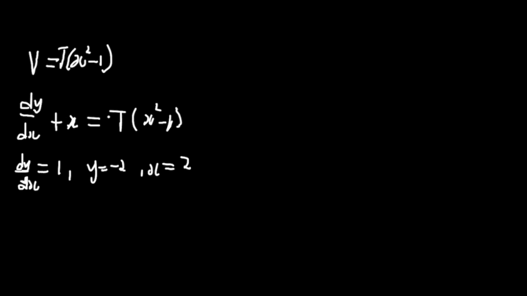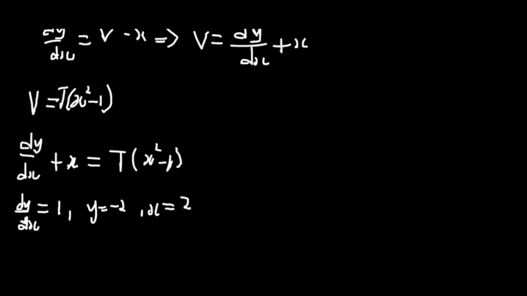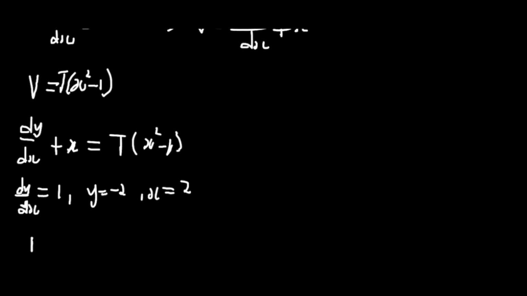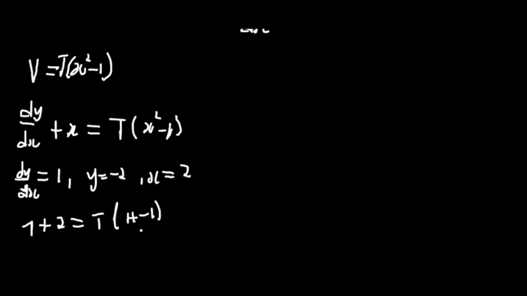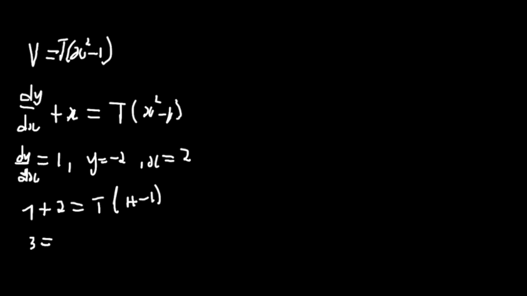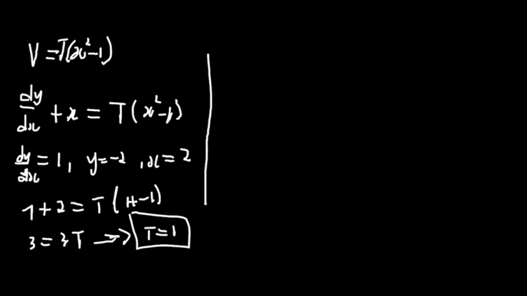Now because we've noticed that our v is dy dx plus x, if we apply it here, we're going to have 1 plus our x is 2, so this will give us 3, t into 2 squared will be 4 minus 1. So this implies that 3 should be equal to 3t. So this implies that our t is 1. Great. T is 1.